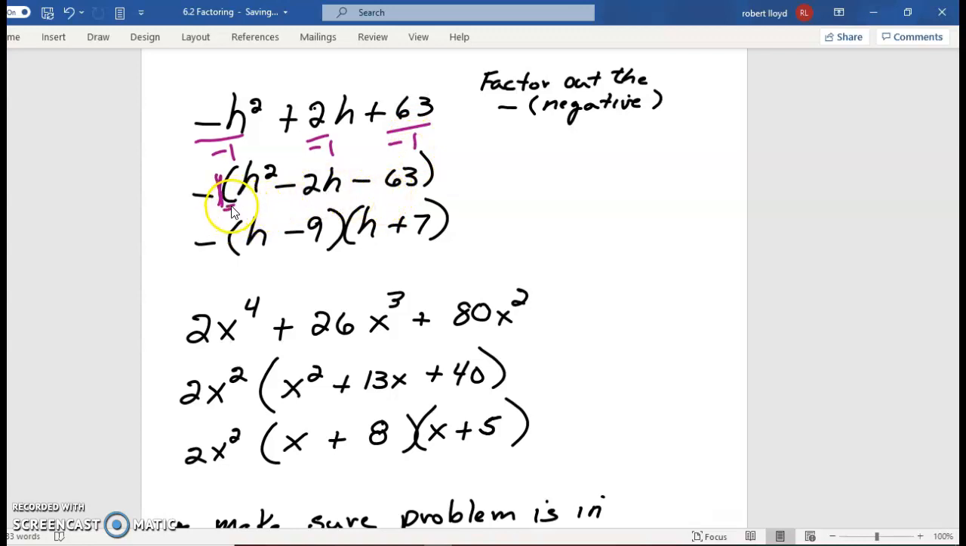Then we can factor what's inside the parentheses. So 2 factors of negative 63 that add up to negative 2 are negative 9 and a positive 7. So when you have one with a negative in front of the squared term, you want to factor that out.